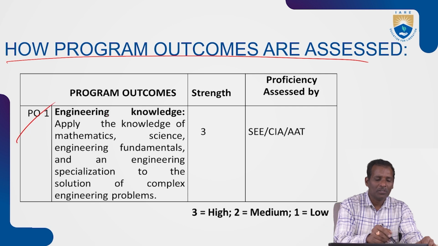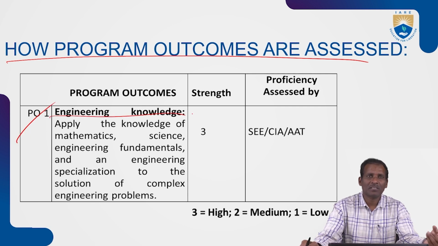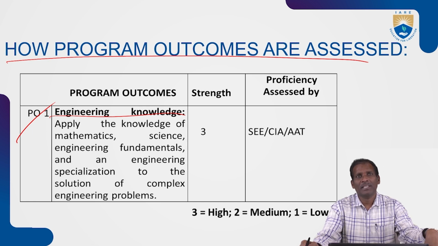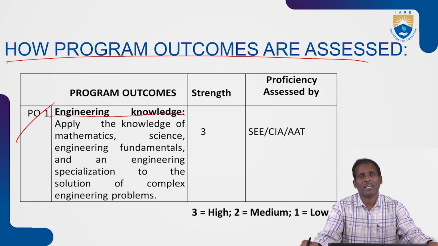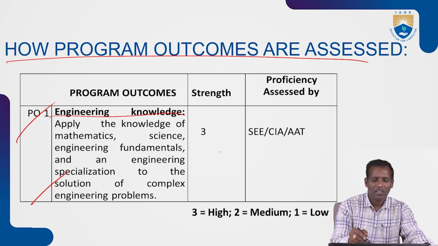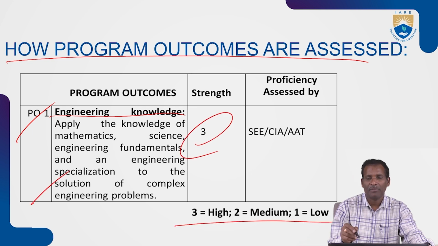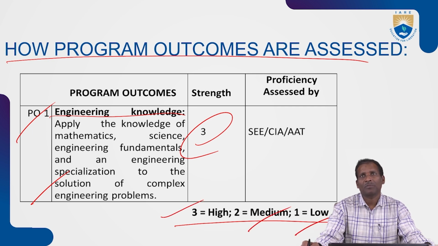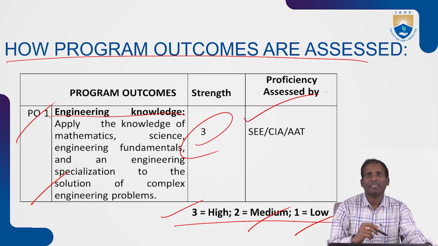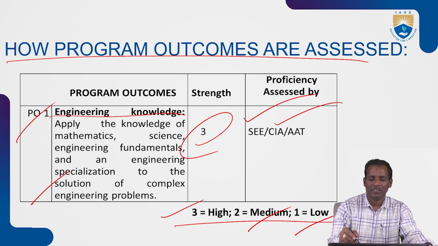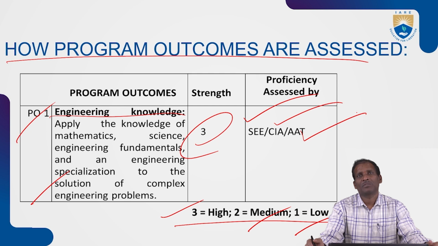In PO 1, as you already know, that is engineering knowledge. This is common for every subject. Why? Because whatever you learn, the physics principles or mathematics or science, you should apply to your complex engineering problems. So fundamentals and an engineering specialization to the solution of complex engineering problems. The strength is 3. Here 3 is high, 2 is medium and 1 is low. The proficiency is assessed by end examinations, mid examinations and AAT tools.